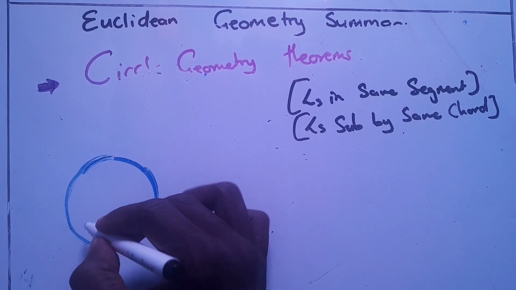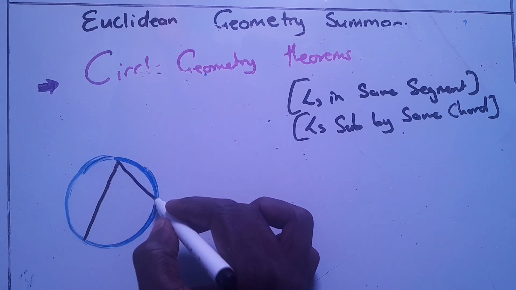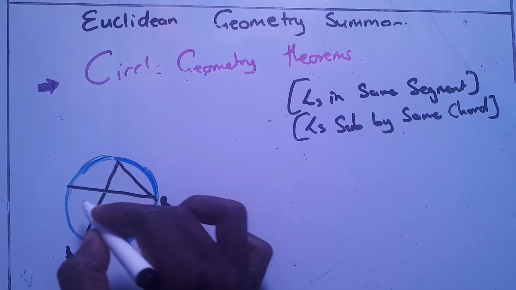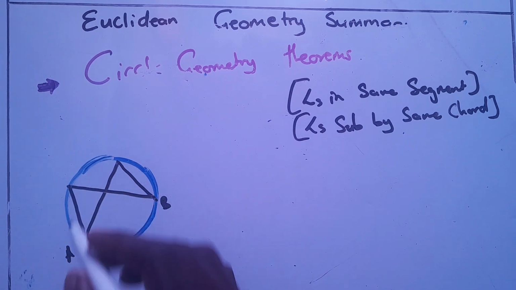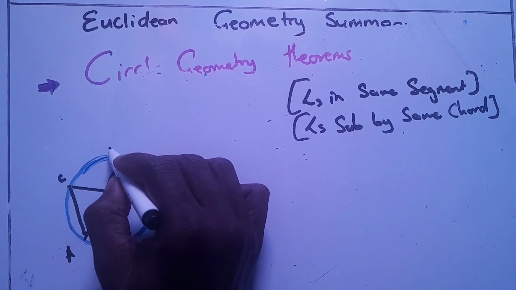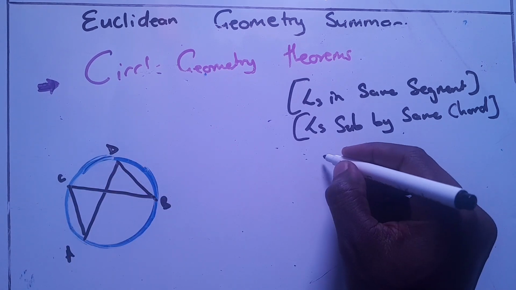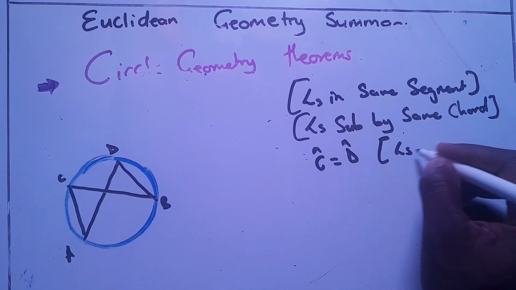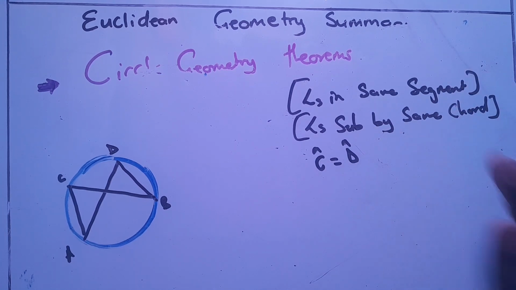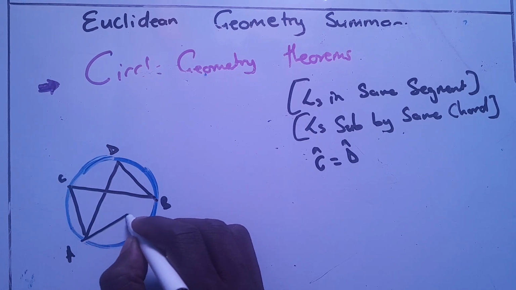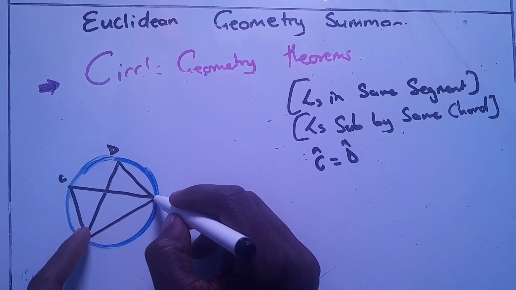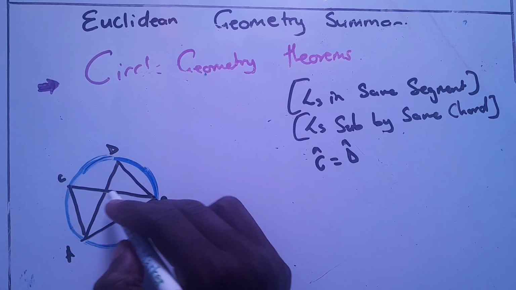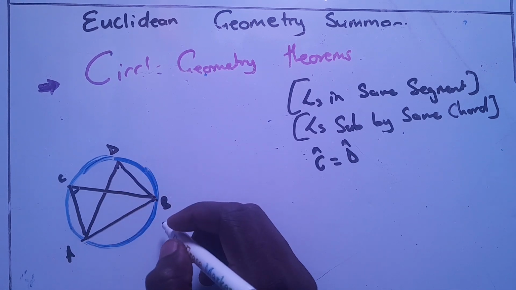So now if we're having a situation like this, we can see that our chord AB is subtending angle C and angle D there. So we can quickly say our angle C is equal to our angle D, because these are angles in the same segment, or angles subtended by the same chord. The chord that we're talking about is AB. If we follow AB, it will give us D there, and if you also follow AB, it will give us C there. So those are angles in the same segment and they should be equal.